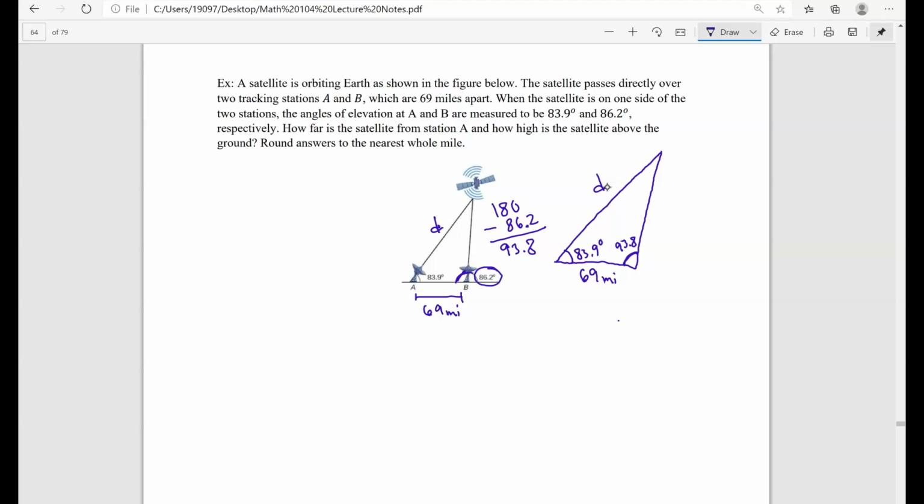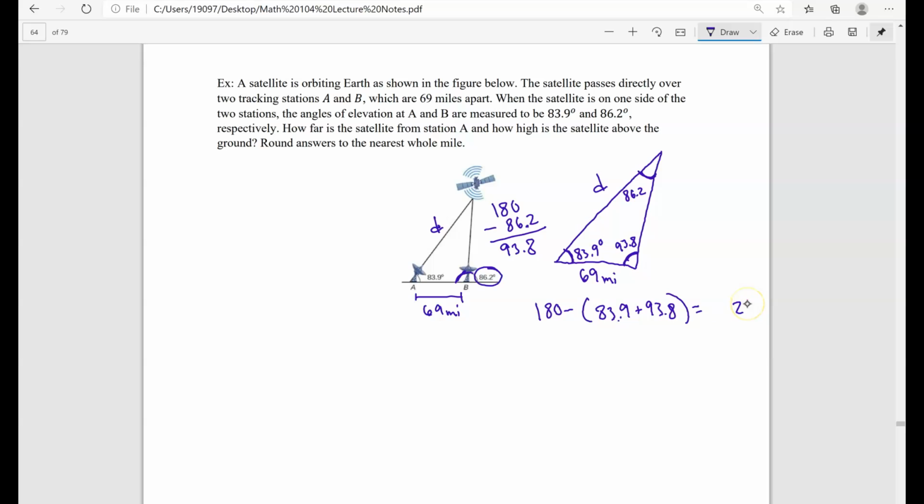Now notice here that I can easily use the law of sines. If I know what these two angles in the triangle are, then I know what this inner angle is also. All I have to do is take 180 and subtract these two angles. So if I take 180 and subtract 83.9 and 93.8, then I'm going to get the other one. And what you're going to end up getting is 86.2 degrees.